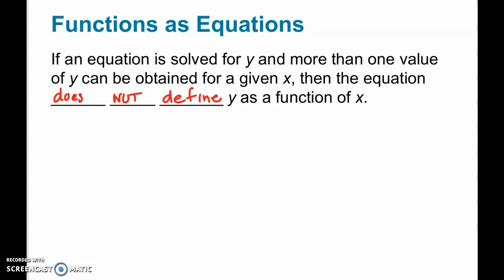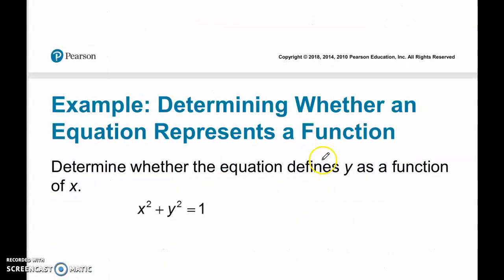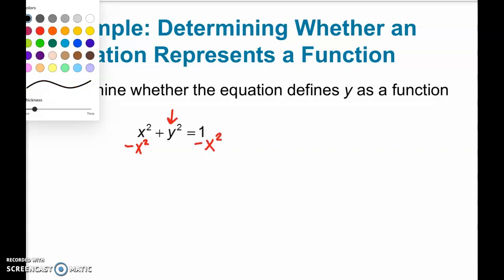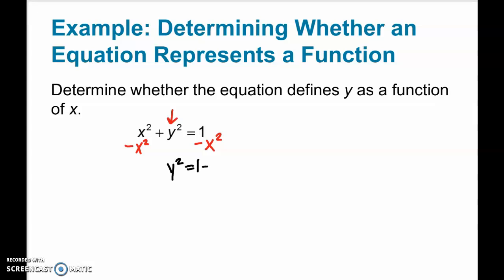Let's look at this on the next page. So it says here, determine whether the equation defines y as a function of x. So we're going to solve this equation for y. If you want to solve for y, let's take this x squared and move it to the other side. So I'm going to get y squared is equal to 1 minus x squared.